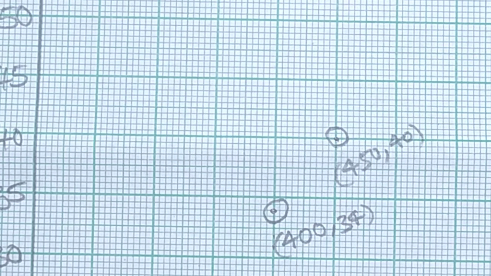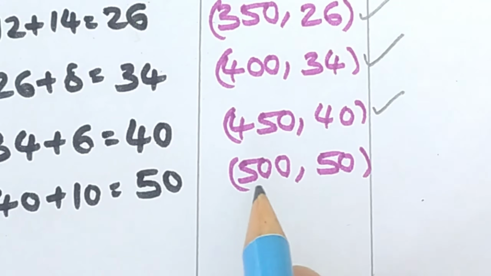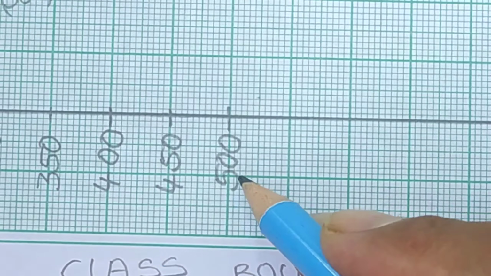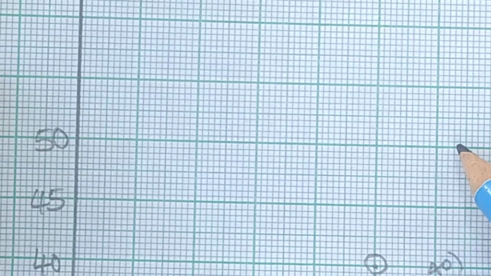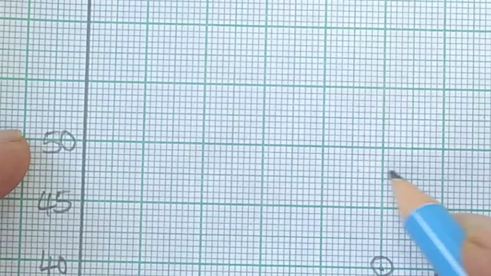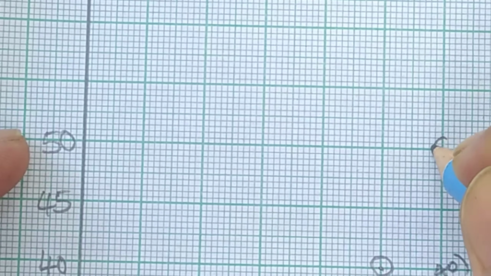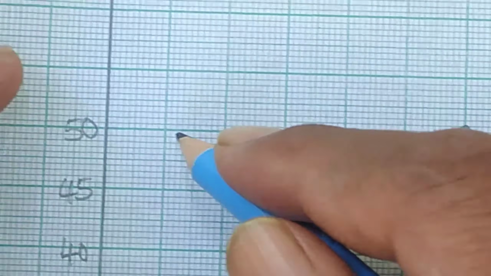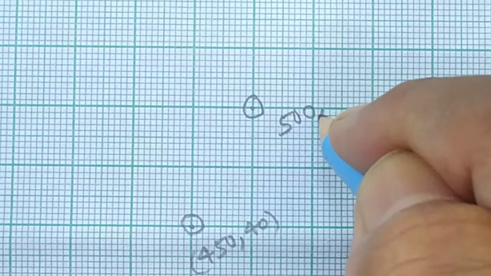Now, let us see the next point here. You see 450 comma 40 is plotted. Next is 500 comma 50. See here, this is 500. If you go up, here it is 50, right. So, observe carefully, if you go down from this point, this is 500, and if we go left, this is 50. So, it is 500 comma 50.